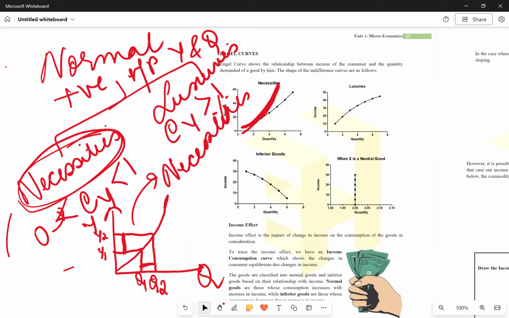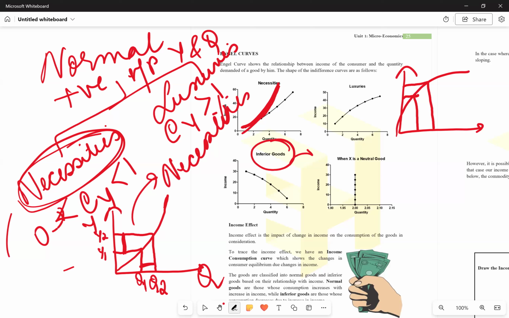On the other hand, in case of luxuries, it will be a flatter Engel curve. That means a small increase in income will bring about a much larger increase in output. However, for inferior goods, we know that there is a negative relationship between income and output. So that is why the Engel curve is downward sloping.